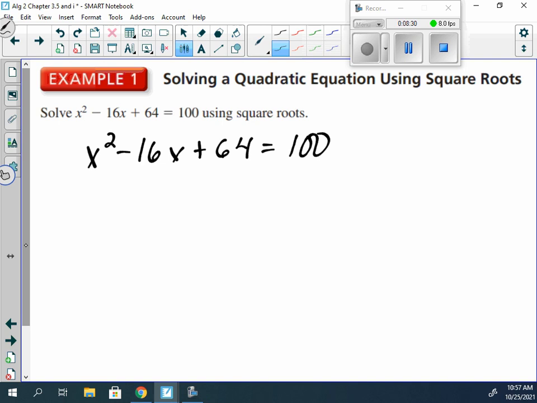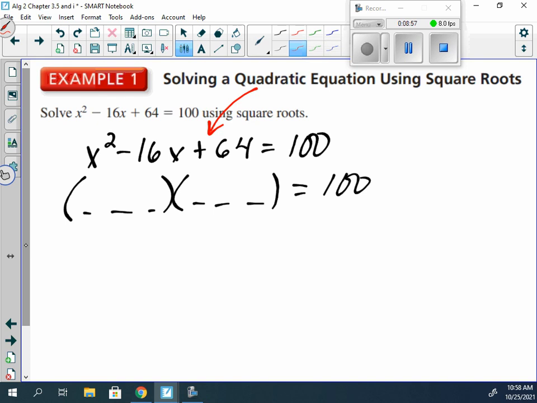x squared minus 16x plus 64 equals 100 has a special property to it. Because if I factored this as it is already, and we left the 100 alone, well, we would have 2 sets of parentheses with 3 spaces. Now finding the sign, since 64 is positive, the signs would be the same and match the sign of the middle term, which is negative. So these would both be negative.